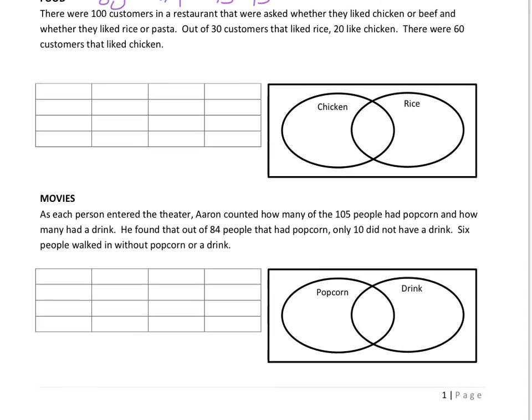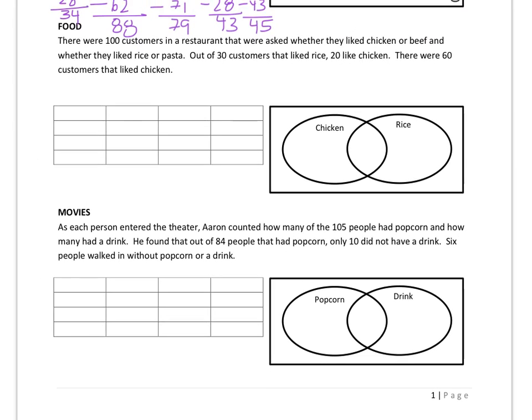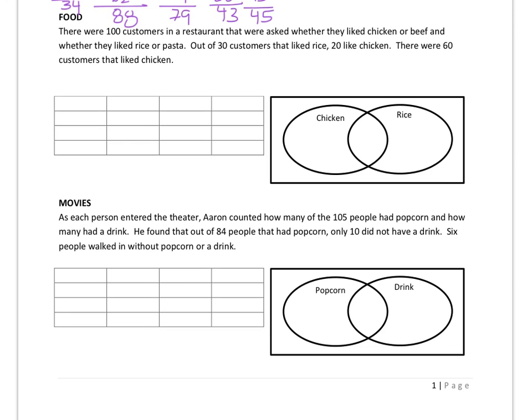Here's the two Venn diagrams and two-way tables I'd like you to copy. So for food, you'll make a 4x4 table, and the food Venn diagram will be chicken and rice. For the movies, you'll make a two-way table, and your Venn diagram will be listed popcorn and drink.